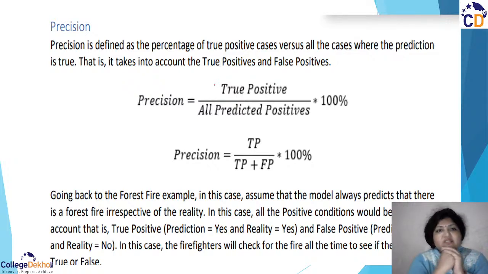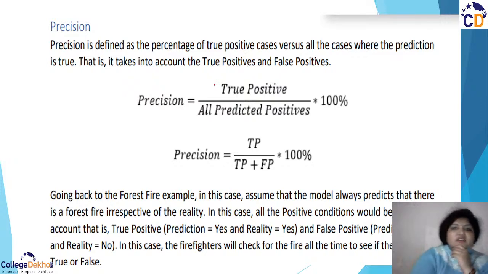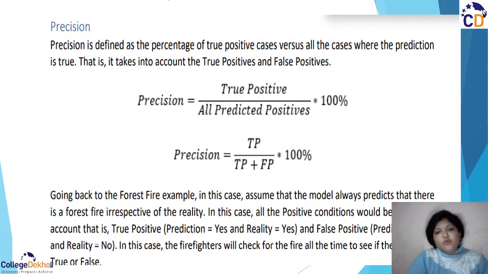Precision is defined as the percentage of true positive cases versus all the cases where the prediction is positive. Here we talk only about positives, nothing else, whether it is false positive or true positive. So precision basically talks about all the positive predictions, which may be true positive or false positive.